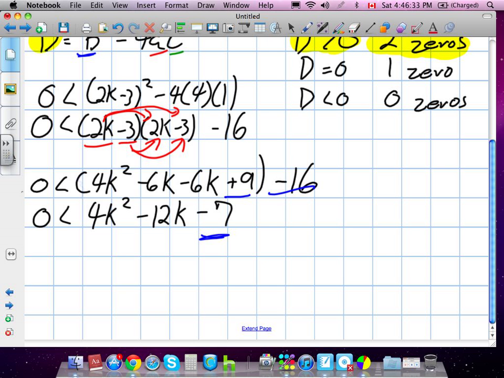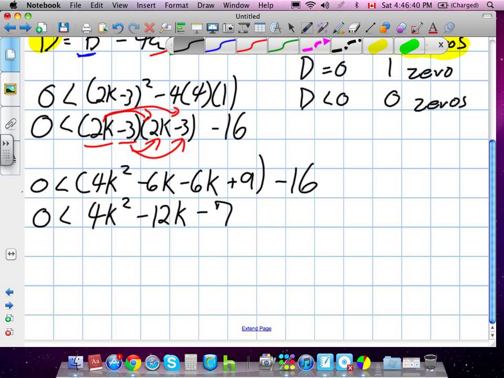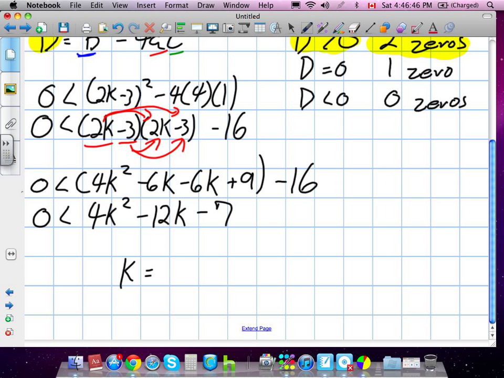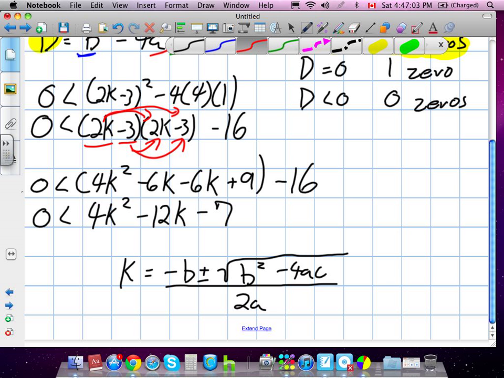So now what I'm left with is a quadratic, so I can use the quadratic formula to solve this. If you remember the quadratic formula, x, or in this case it's k, k is equal to negative b plus or minus the square root. And if you notice, what's underneath the square root, b squared minus 4ac, is the exact same as that discriminant, all over 2a.